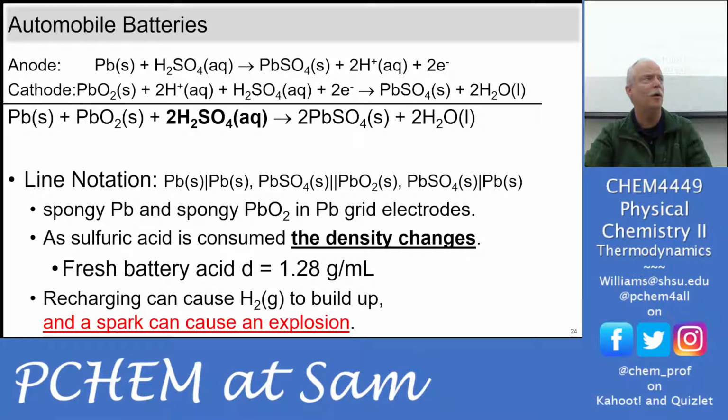Let's look at the automotive battery. So this is a lead acid battery, and at the anode we have solid lead reacting with sulfuric acid to make lead sulfate, producing 2 acid protons and some electrons. And then at the cathode we have lead oxide reacting with those acid protons and some more sulfuric acid and getting those electrons and making lead sulfate and 2 waters.